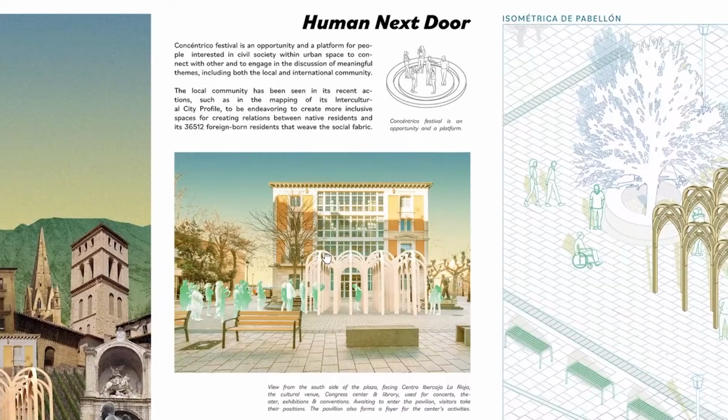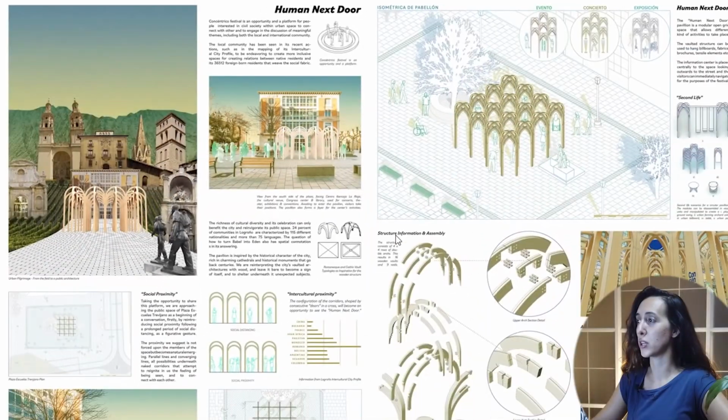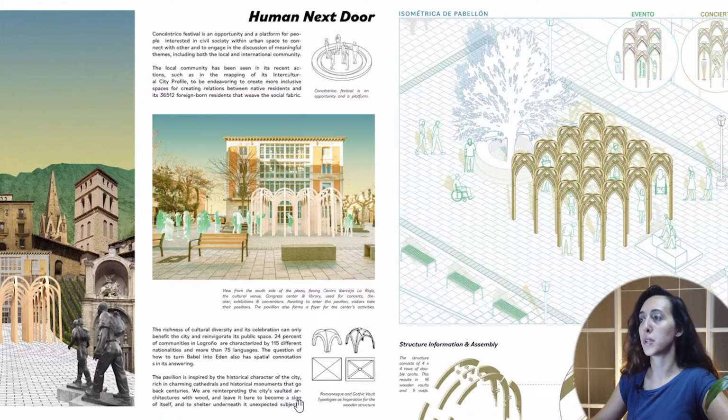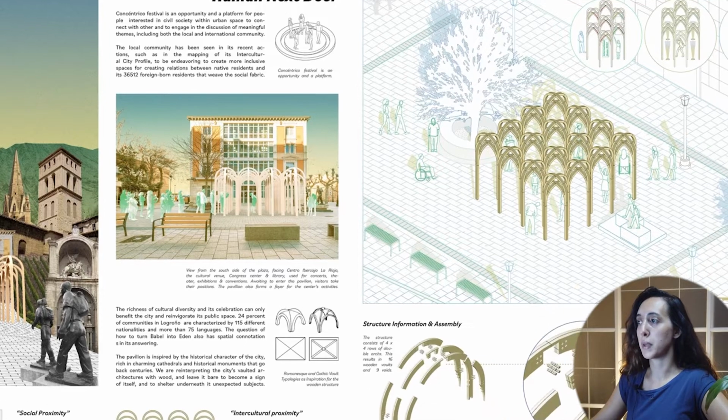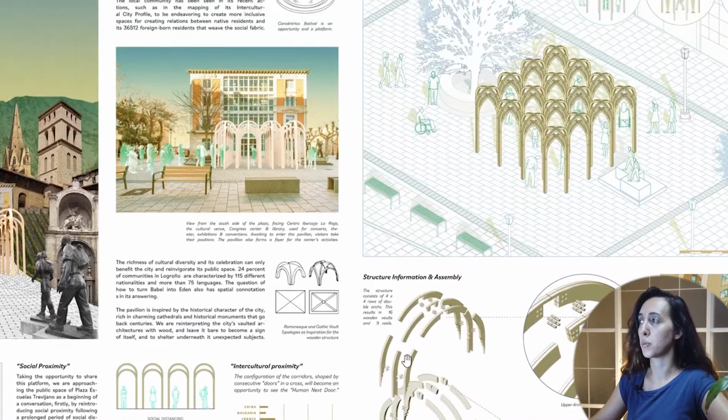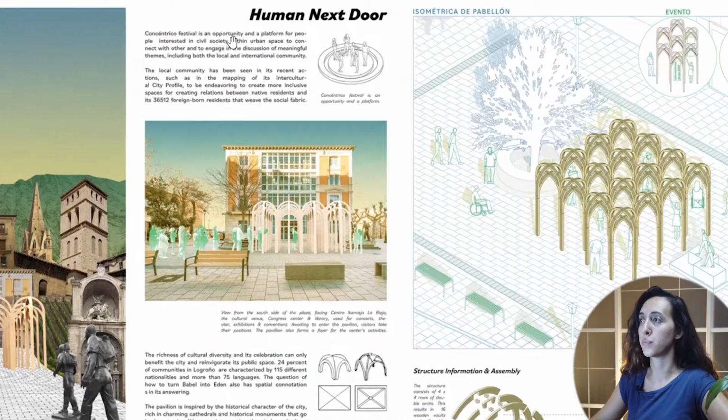So let me get started over here. This is a competition entry that we submitted together with my team in the beginning of 2022. The competition is named Concentrico. It is a competition that takes place in certain regions of Spain every year, where the competitors are asked to submit small pavilions that could act as community spaces, where ticket information services could be provided, and to give information about the Concentrico exhibition and festival.